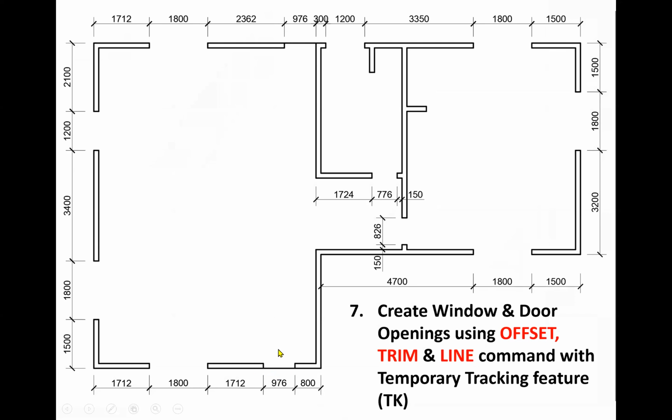So I'm gonna do the doors first, and then afterwards we will do the windows. So it says you are going to create window and door openings using offset, trim, and line command with temporary tracking. So we'll be using those different features: line command, trim command, offset command, and we're going to be using the tracking with the line command.